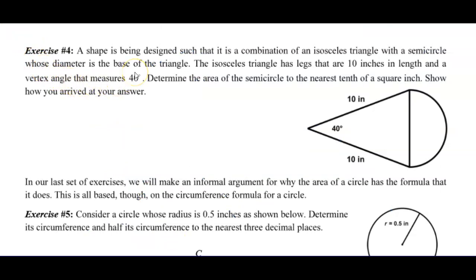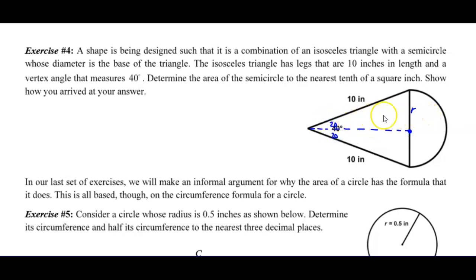All right, exercise 4. So we have, looks like an ice cream cone laying on its side, but it's a semicircle attached to an isosceles triangle. All right, so determine the area of the semicircle to the nearest tenth of a square inch. Well, in order to determine the area of the semicircle, I've got to know the radius. So I need to know that segment right there. All right, so how am I going to do that? So it looks like what I need to do is calculate this using the triangle. What if I split this in half? And that makes 20 and 20.